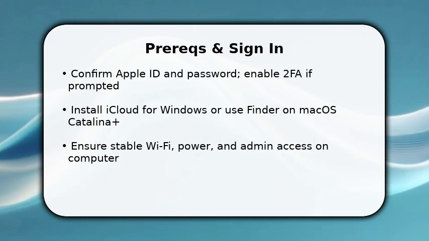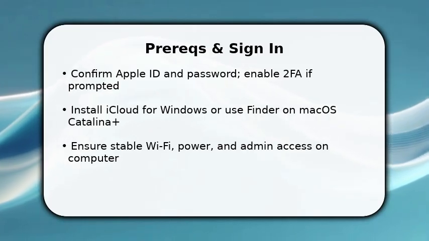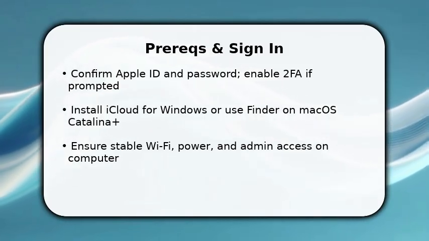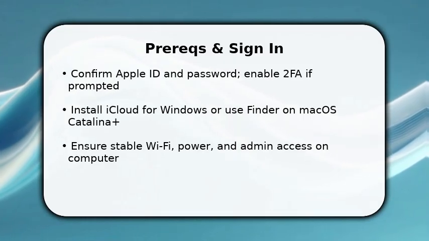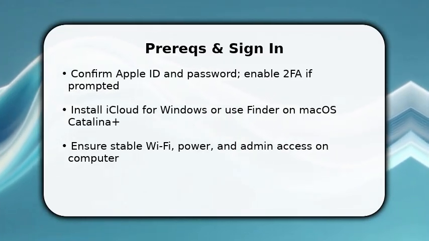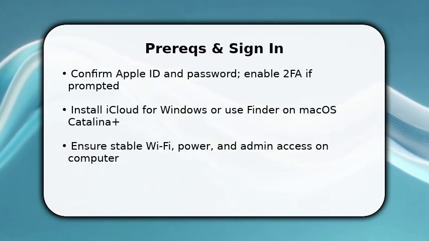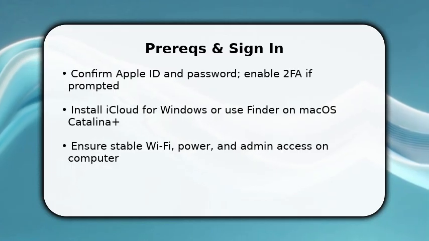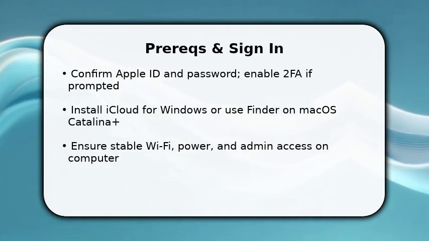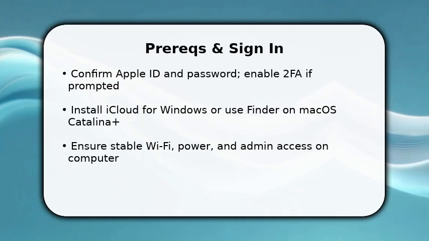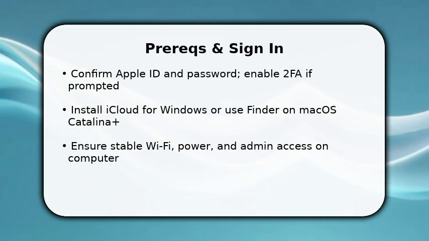You start by confirming your Apple ID, password, and two-factor authentication. Do this now so the rest works smoothly. Install iCloud for Windows or on Mac OS, use Finder in Catalina or later, and sign in with your Apple ID. Once done, make sure your computer has stable Wi-Fi, power, and administrative permissions so transfers aren't interrupted. This prevents failed restores and partial downloads.